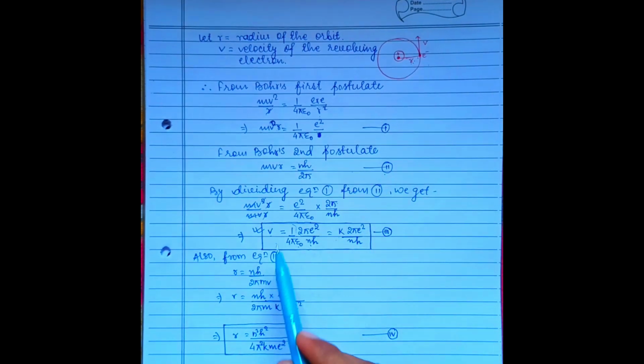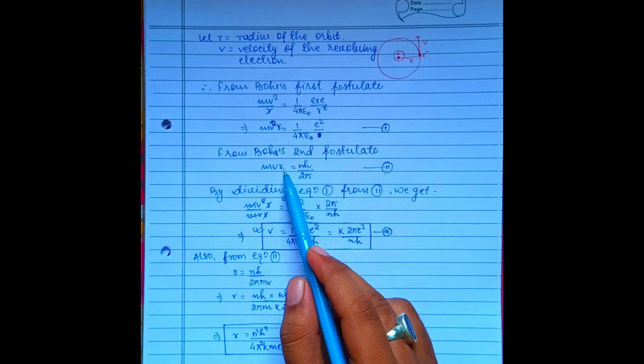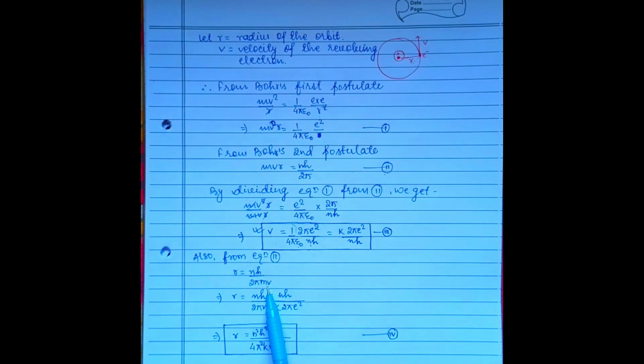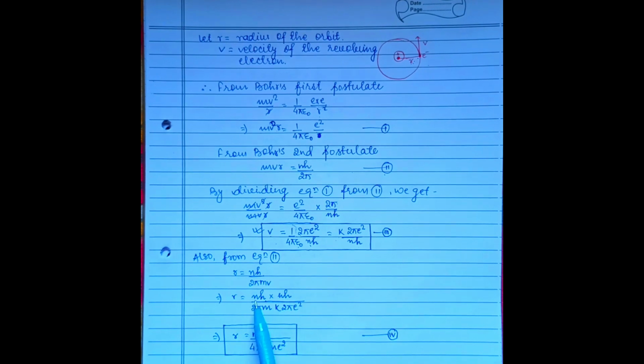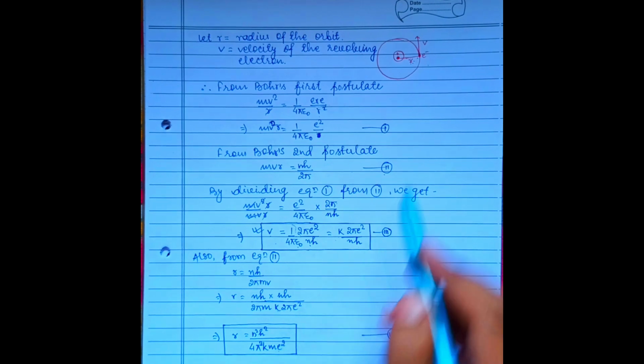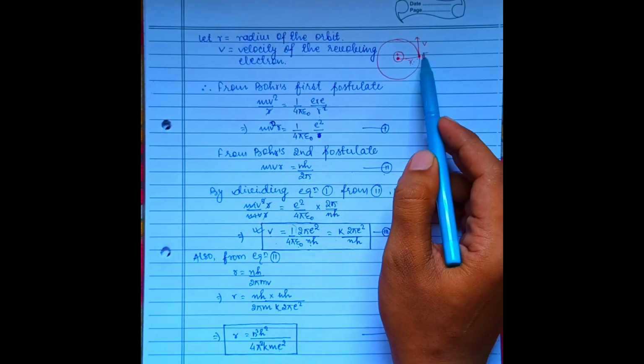From equation 2, we can take r as equal to nh upon 2 pi m multiplied by v, and we know the value of v from this equation, k 2 pi e square upon nh. So k 2 pi e square upon nh goes up in the numerator. Finally, we get n multiplied by n is n square, h multiplied by h is h square, divided by 2 multiplied by 2 is 4, pi multiplied by pi is pi square, k m e square. So this is the value of the radius of the orbit in which the electron is revolving around the nucleus.